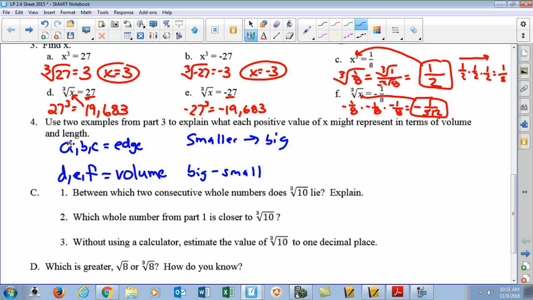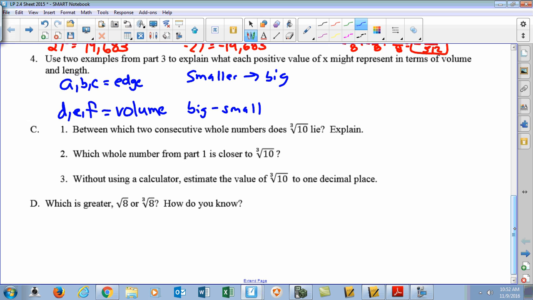All right, and just like we did with square roots, trying to find which consecutive whole numbers, again, those are counting numbers, 1, 2, 3, 4. So again, remember, whole numbers are your counting numbers. 1, 2, 3, 4, and so on. So if you think about the square root of 10, I'm sorry, not the square root of 10, the cubic root of 10.